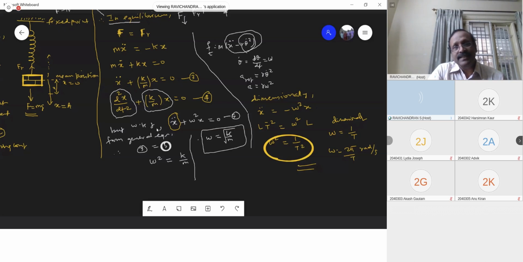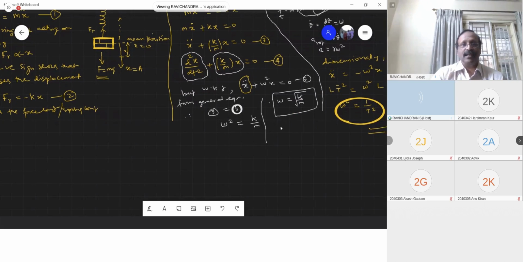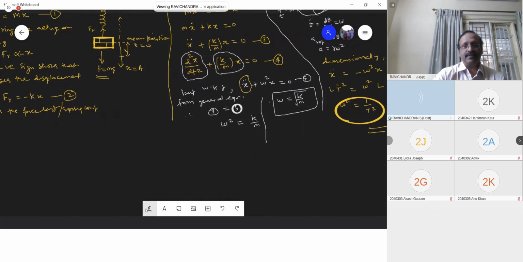Now, for any oscillation, the general equation is given in terms of the angular frequency. That is x double dot plus omega square x is equal to 0. This is a general, well-known equation. I think you will be able to understand better if I write it like this. I thought of introducing it later, but since you asked, now I write this part also.